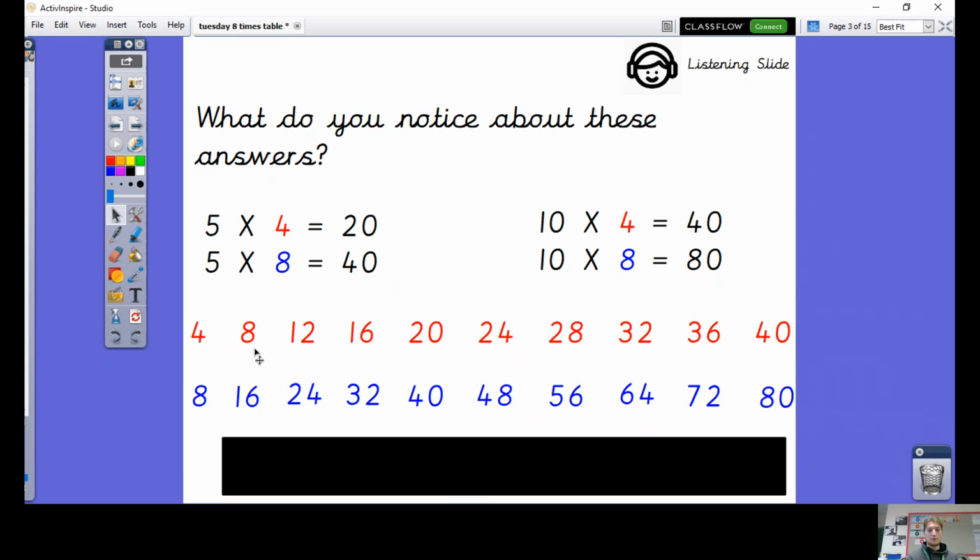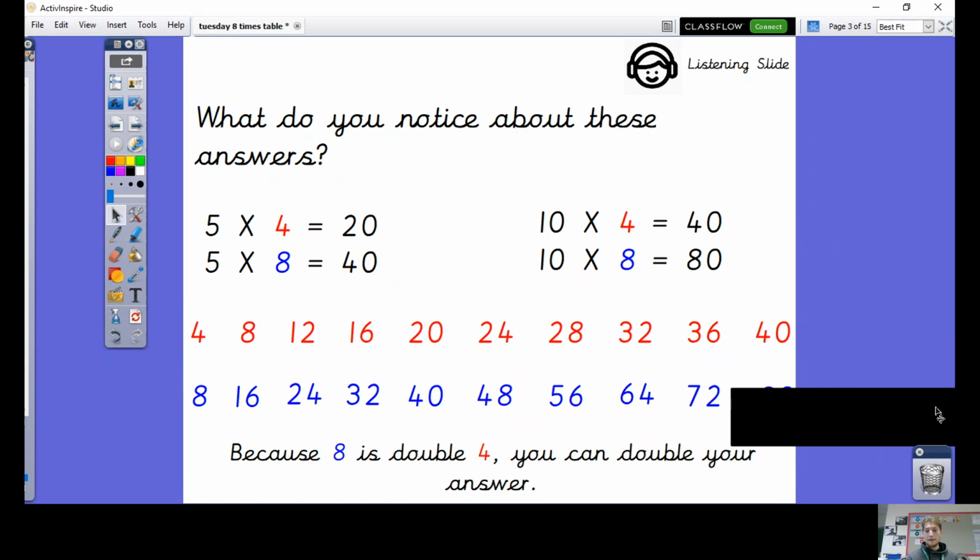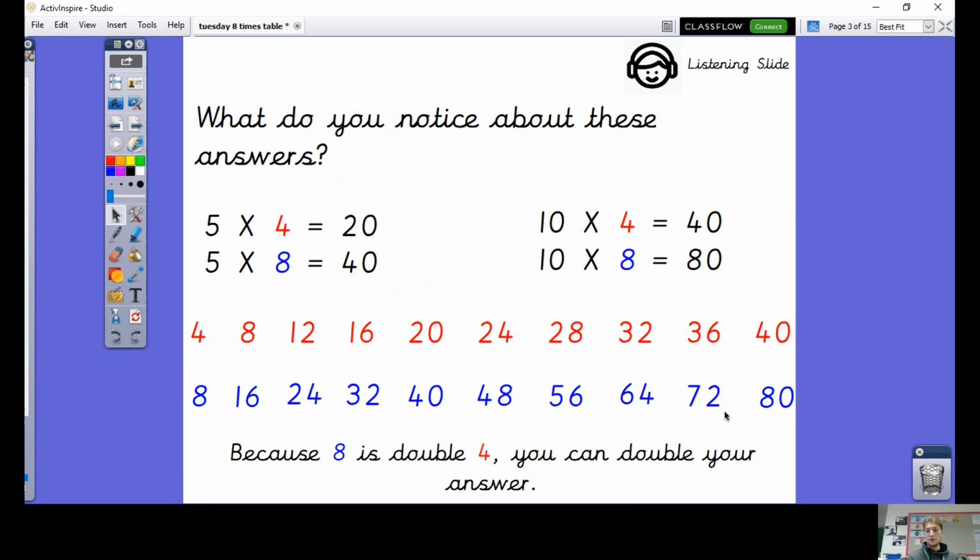The same as, I can go to any of them. Same as 36, which is 9 times 4. 9 times 8 is 72, which is just double 36. It's a slightly more difficult one to work out because we can't just double each digit. We'll have to exchange. But they are all double the amount. And I've got a nice little STEM sentence that you could chant at home if you want. Because 8 is double 4, you can double your answer. Give that a go if you want now.